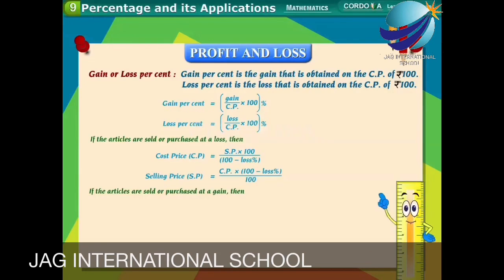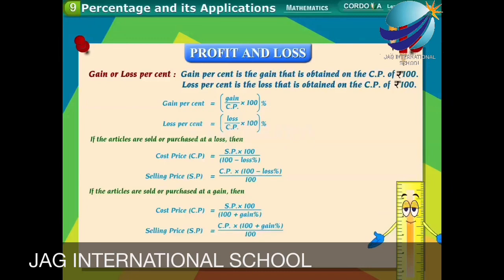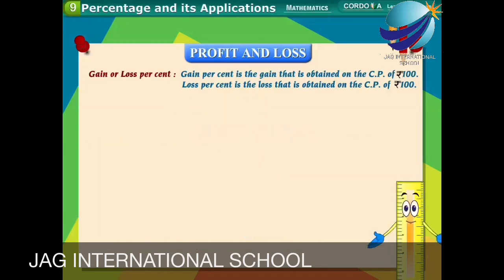If the articles are sold or purchased at a gain, then cost price CP is equal to SP into 100 upon 100 plus gain percent. Selling price SP is equal to CP into 100 plus gain percent upon 100. We can also use unitary method to find the cost price and the selling price.